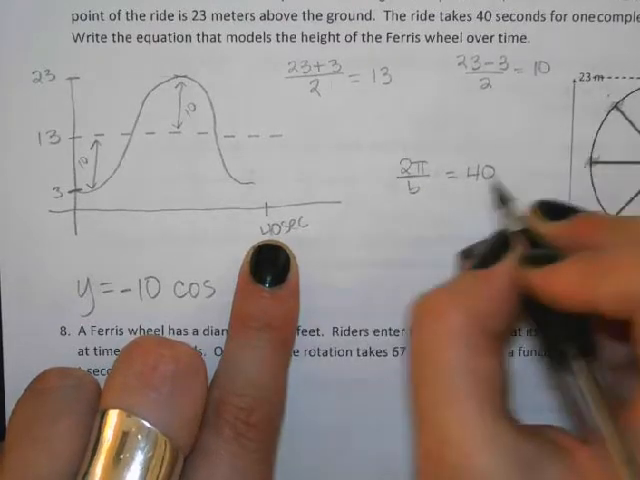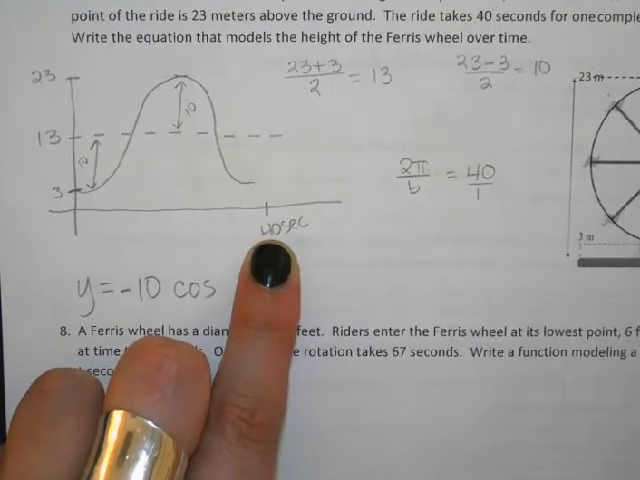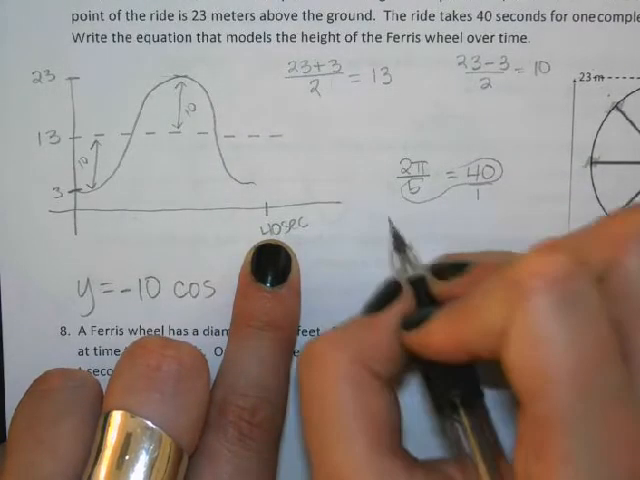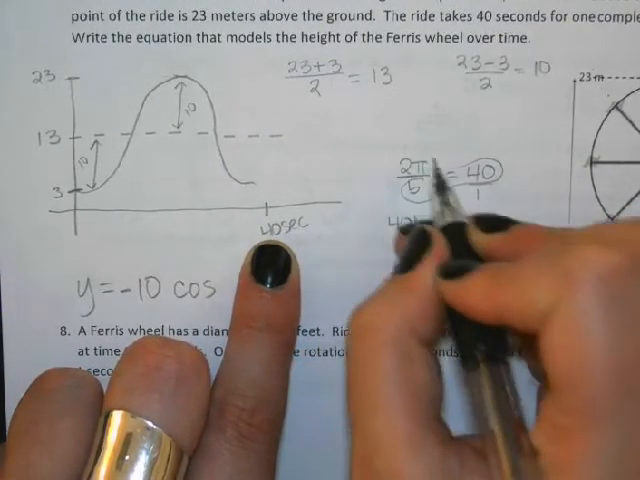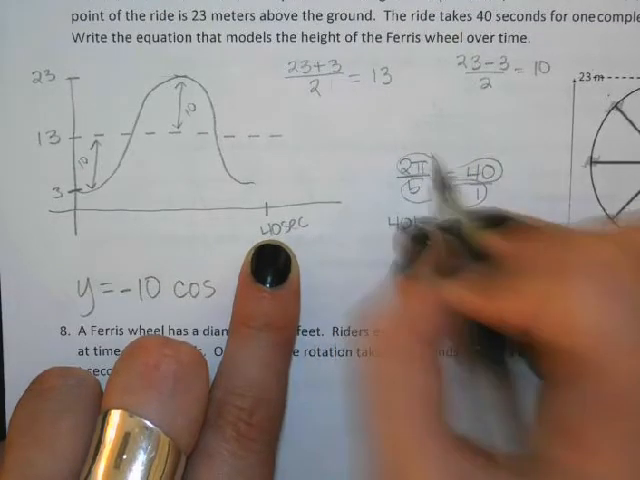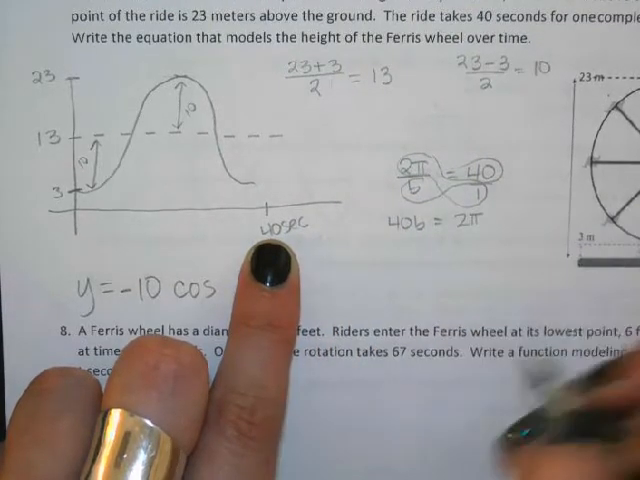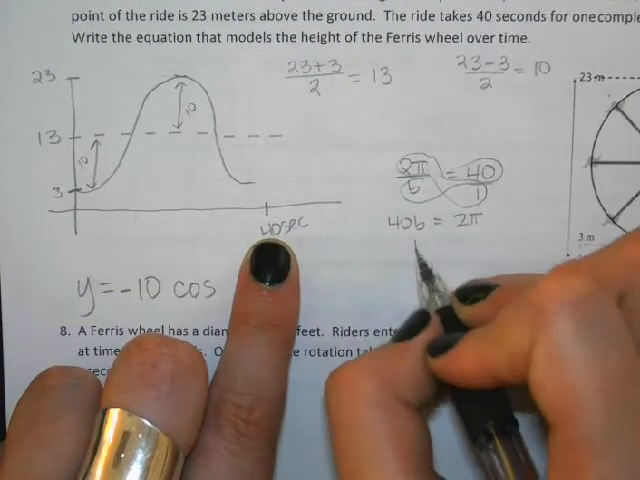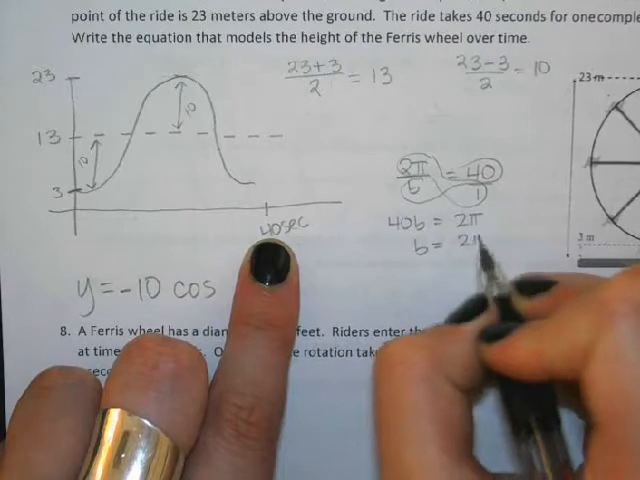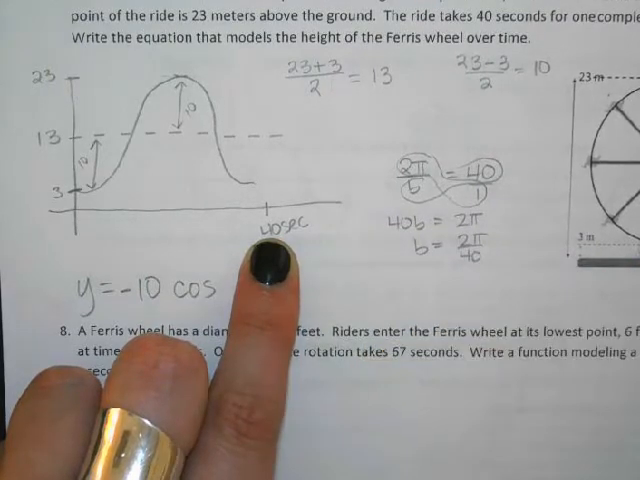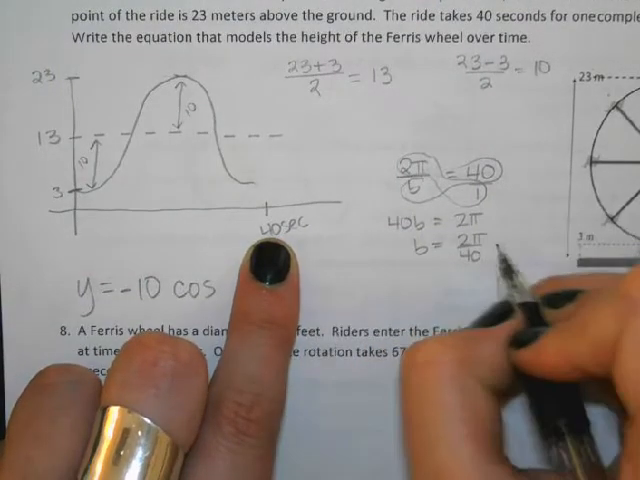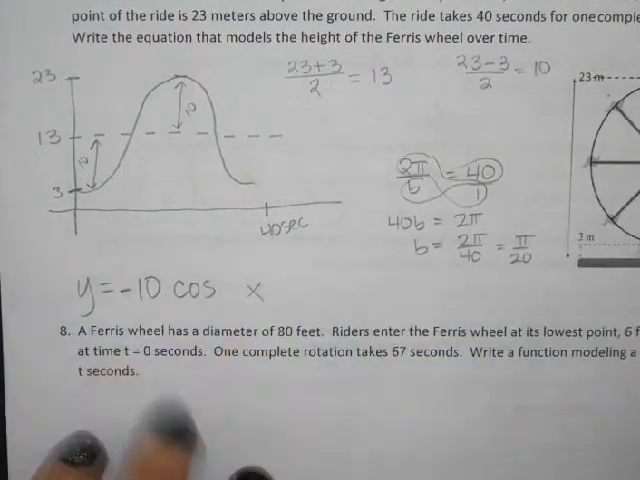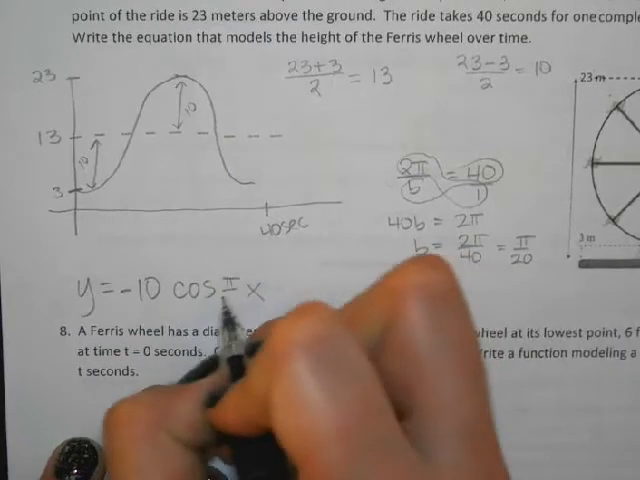We could cross multiply. Let's put 40 over 1, and then we can cross multiply. So I get b times 40 equals 2 pi times 1. And how do I get the b all by itself? Divide by 40. So b equals 2 pi over 40, which is pi over 20. So my b value is pi over 20.